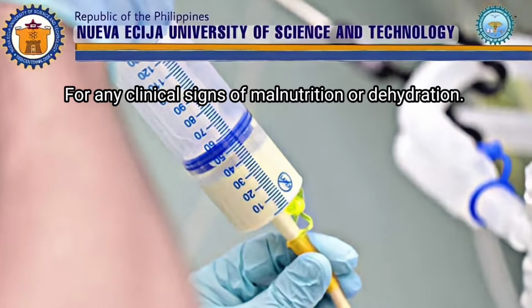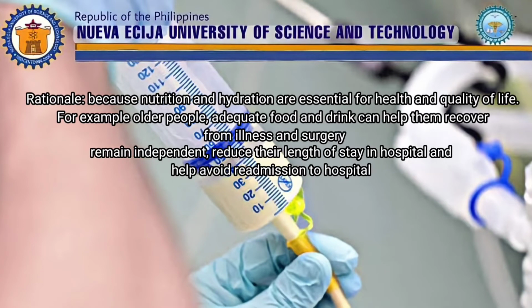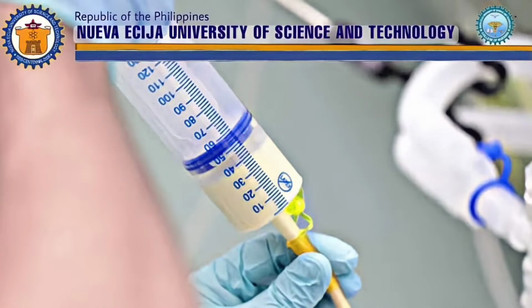Assess for any clinical signs of malnutrition or dehydration. Rationale, because nutrition and hydration are essential for health and quality of life. For example, older people. Adequate food and drink can help them recover from illness and surgery, remain independent, reduce their length of stay in hospital, and help avoid admission to hospital.